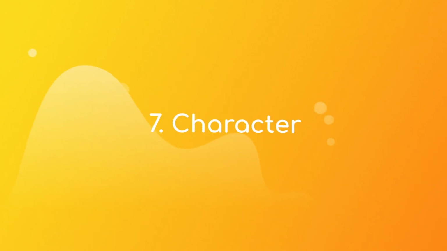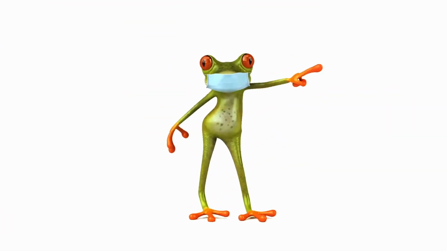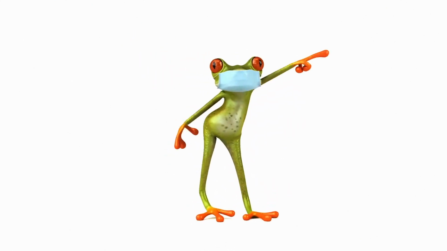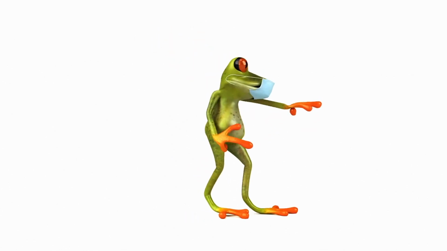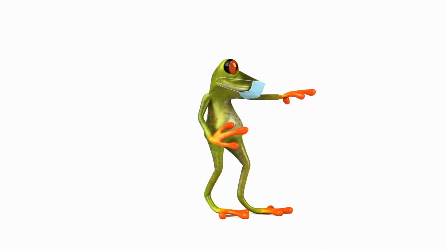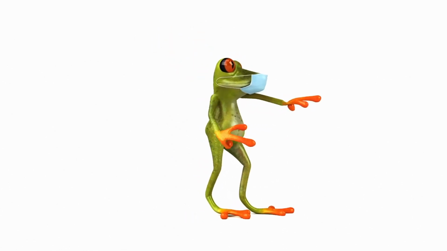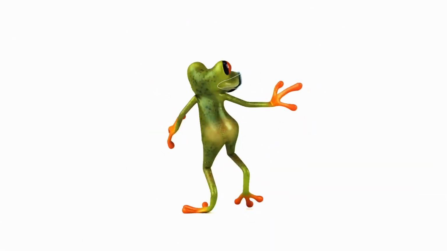Hook Strategy 7. Character. Characters are the who in your writing. Focusing on a character in the opening paragraph helps to establish a connection between the reader and your writing, with the outcome being that they are likely to read on.